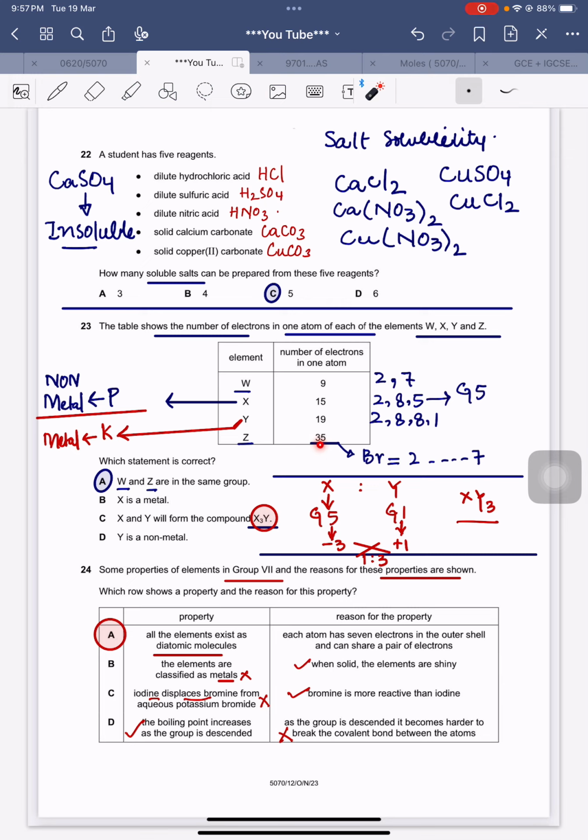This 35 is bromine. So 35, bromine, is a part of group number 7. We know that 2 electrons are in the first shell, so dot dot dot dot dot, and 7 will be there in the outermost shell. Why? Because bromine is a part of group number 7. So we have just written 7.